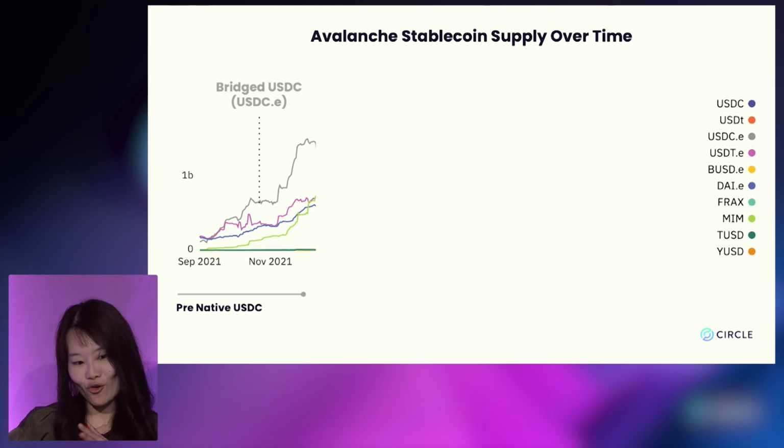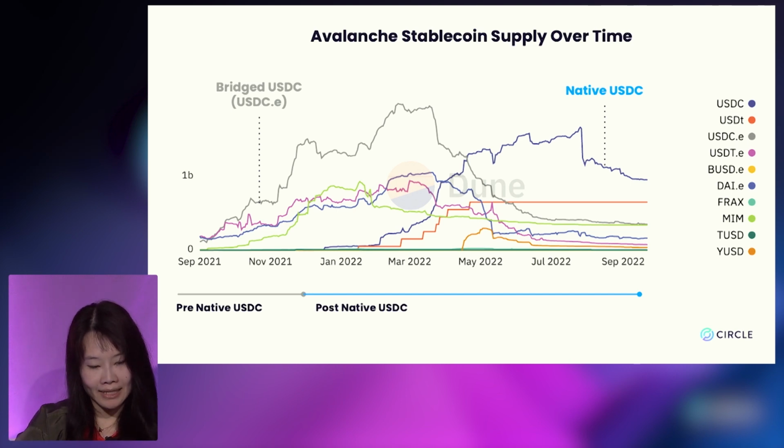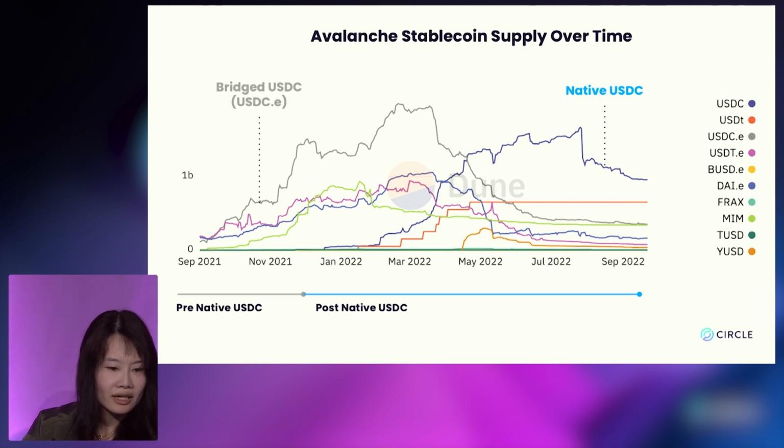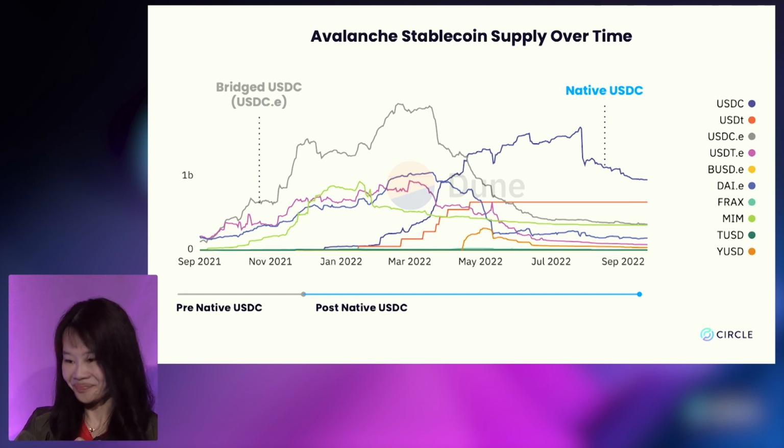So then fast forward to the post-native USDC era. You can see that native USDC is really taking off. Since its integration in December 2021 on Avalanche, the ecosystem has really picked it up fantastically. It's really exciting to see native USDC becoming the number one stable in April 2022.